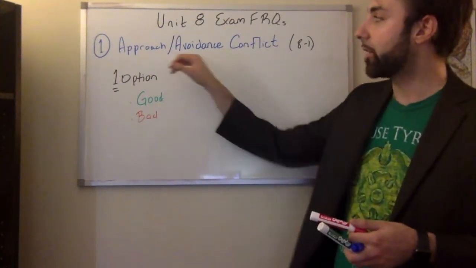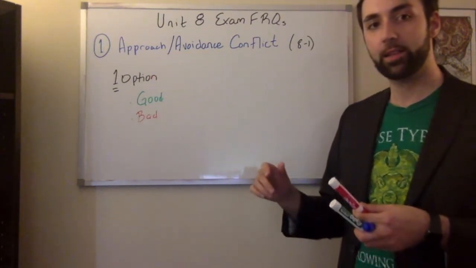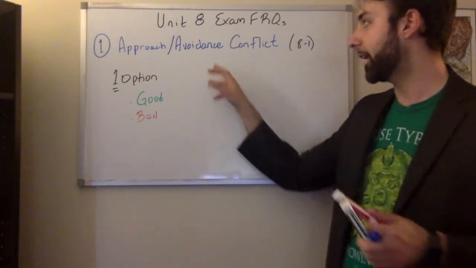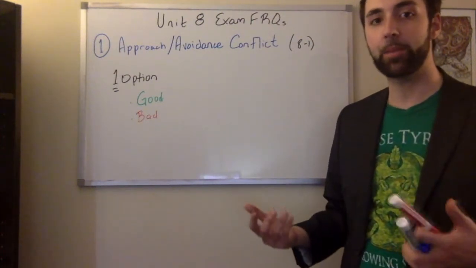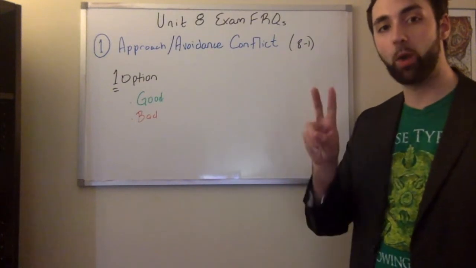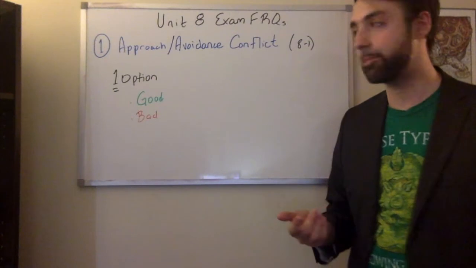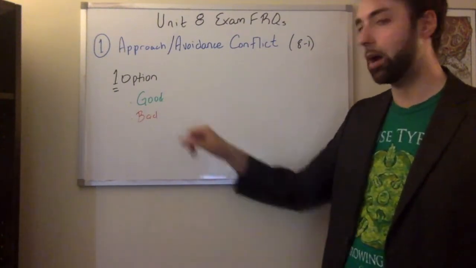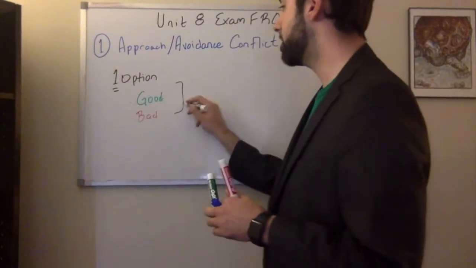Don't be confused with other versions of conflicts. For example, an approach conflict is when you have two good options in front of you and you have to select one of them. An avoidance conflict is when you have two bad options and you kind of need to pick between the lesser of two evils. Those two examples are when you have two options in front of you. The approach avoidance conflict does not follow that same pattern. This is when you have one option in front of you and you have to determine if the good outweighs the bad. This scenario can be stressful.